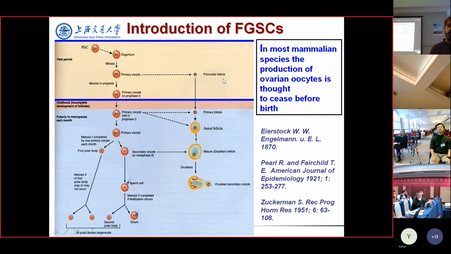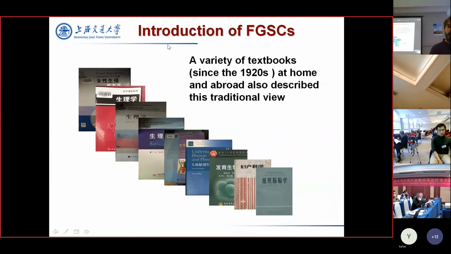The traditional view is that in mammals, in most murine species, the production of ovarian oocytes is thought to cease before birth. This is the literature supporting the traditional view. Many textbooks since the 1920s also describe this traditional view.